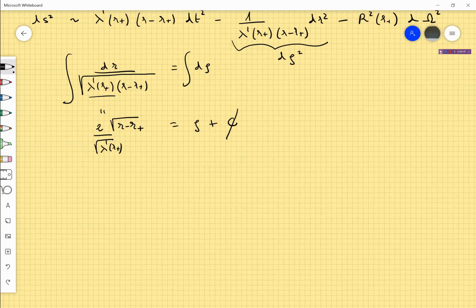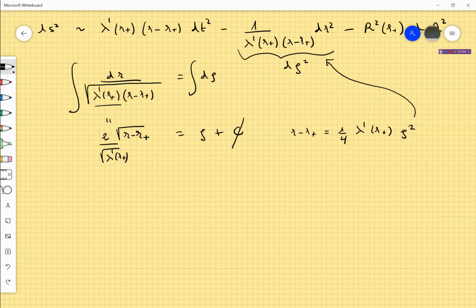Okay, if we square this, we get r minus r plus is equal to 1/4, so the factor of 2 dividing on the other side, and then lambda prime at r plus multiplied by rho squared. We can substitute this here. Okay, and obviously, well, here and here, and well, lambda prime r minus r plus is 1/4.